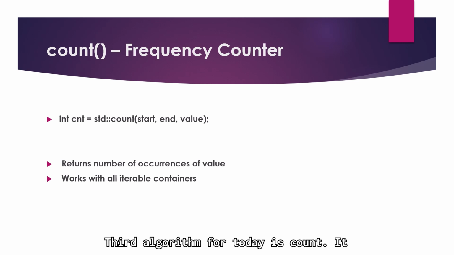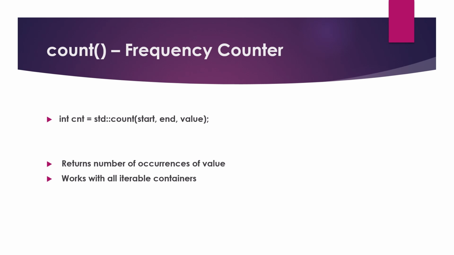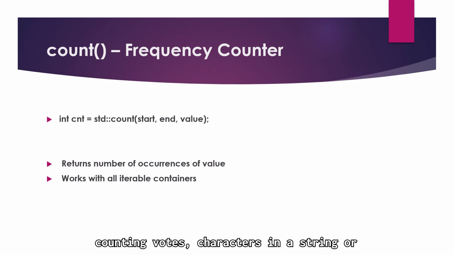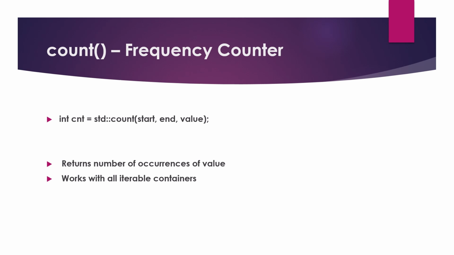Third algorithm for today is count. It helps us find how many times a certain value appears in a container. Like the others, it takes a range and a target value. It returns an integer, the number of times that value occurs. This is incredibly useful in data analysis, frequency tracking, and validation logic. Whether you are counting votes, characters in a string, or repeated inputs, count is your friend.